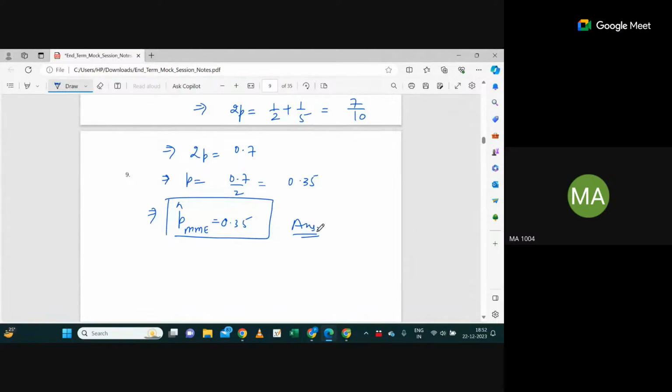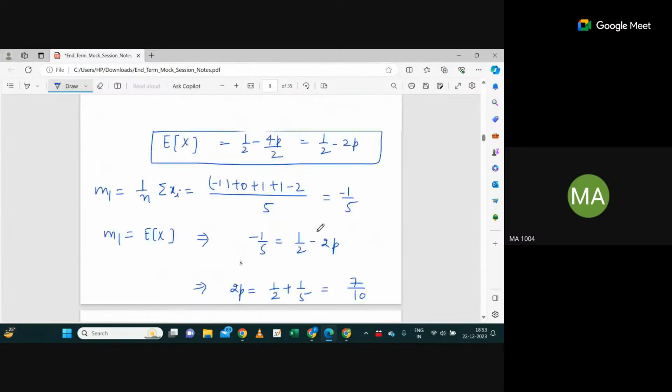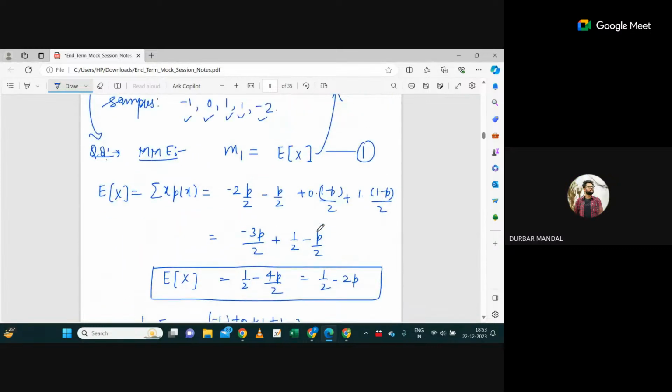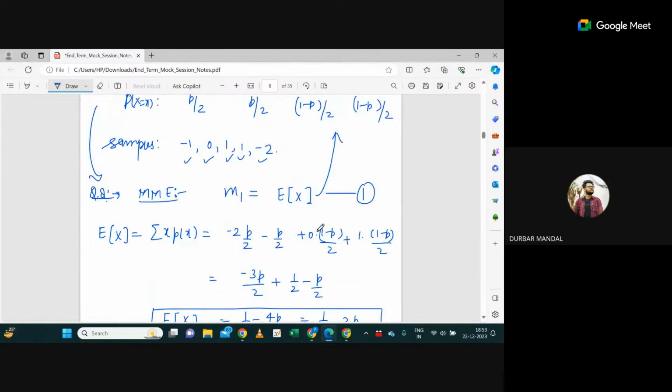Any doubt? No, sir. Okay, what if X is a continuous random variable? Then how will you find the expected value of X? We integrate. Correct, we integrate over the given range, I mean, the support of your X, right?